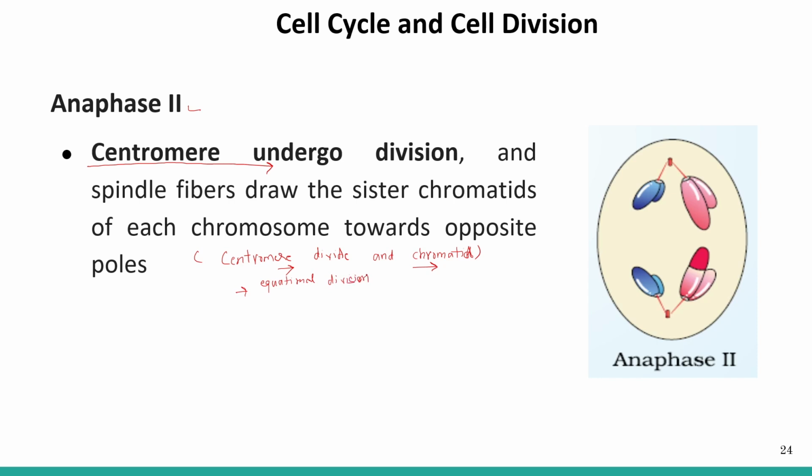Here the chromatids are separated and each chromatid is now known as a chromosome. You can see here the chromatids have separated, okay, and not the chromosomes.